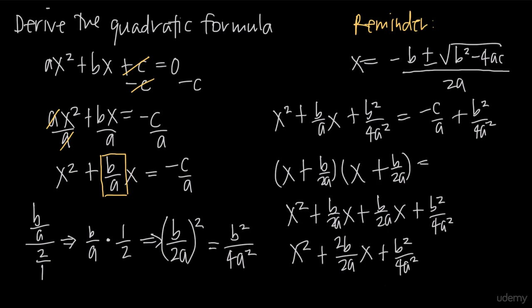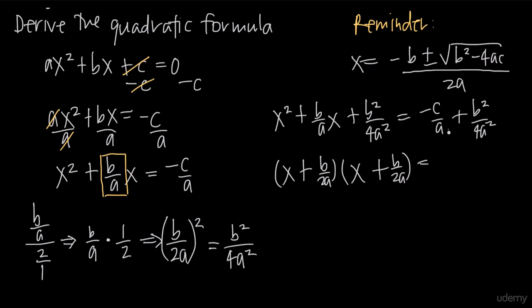And now we can cancel a 2 from the numerator and denominator of this middle term here, and you can see we get x squared plus b over a times x plus b squared over 4a squared, which is what we had up here before we factored. So we know that we've done our factoring correctly.